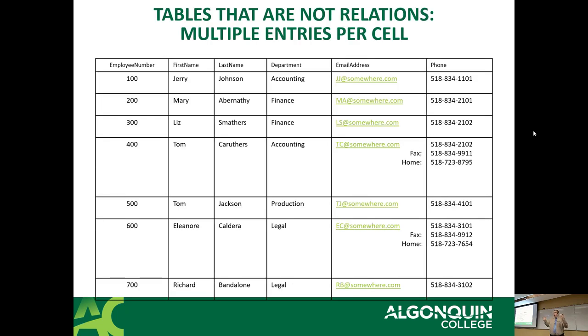Now, these are not relations. Why are they not relations? Because they have multiple values per cell. If you look here, they've got multiple phone numbers for each person in a single cell. That's known as a multi-valued attribute. And that's a big no-no because the database server doesn't know actually how to do that. Later this term, you'll learn how to deal with this situation when you see it in the wild.